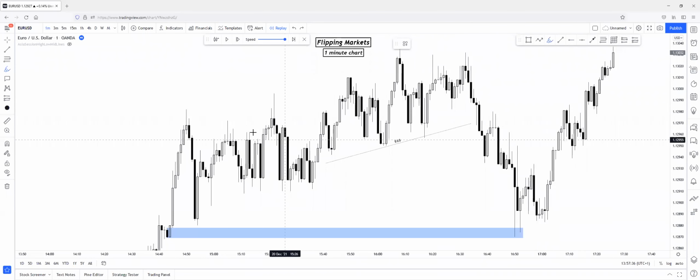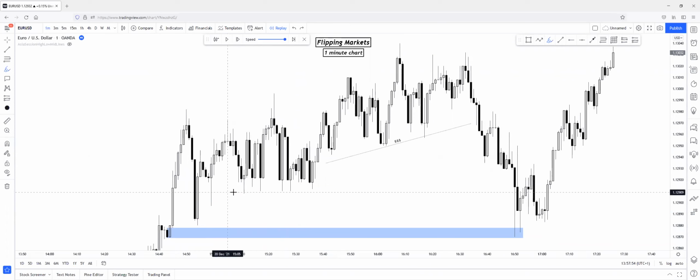So let's see another example. As you can see, price created an inefficient push to the upside from this demand zone. It broke structure, and after the pullback, price couldn't tap into this zone. And instead of tapping into this zone, it built up liquidity here, also here. So all of this region is liquidity for this zone.